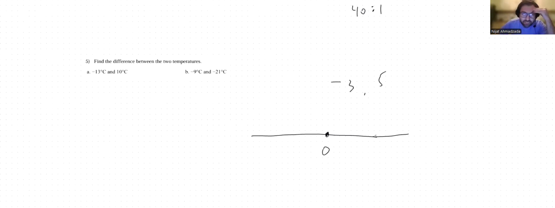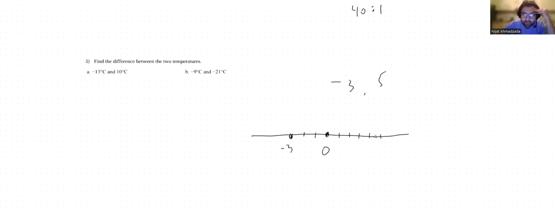So this is 0, let's say, and -1, -2, -3. So this guy is -3. And for 5, 5 is the positive side, right? This part. So we are going here: 1, 2, 3, 4, and 5.